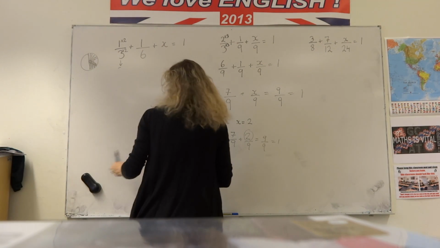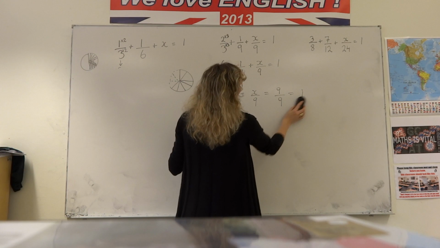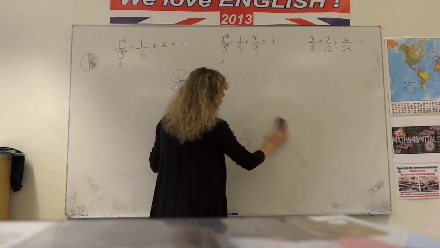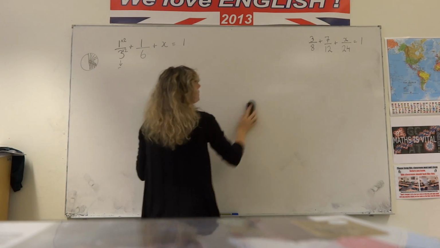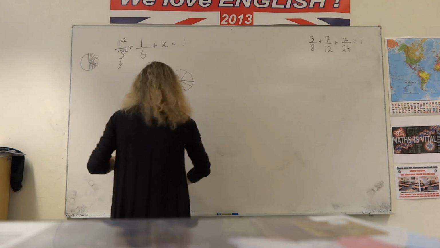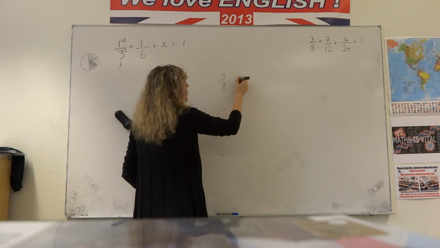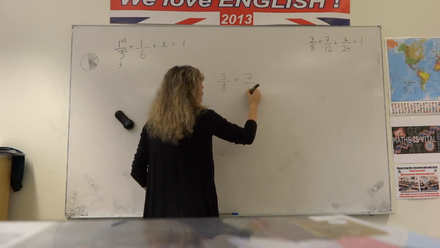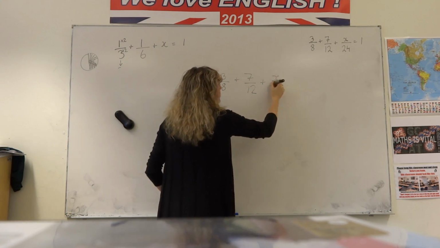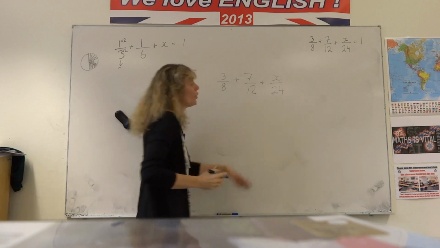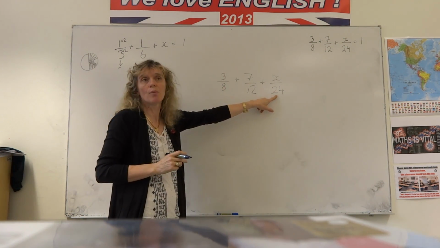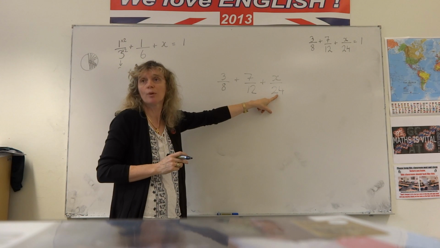Let's look at what we do then when we've suddenly got 24s. It's not any more complicated. It's exactly the same principle. We now have the fraction 3/8, which we are trying to add to 7/12, and x over 24. We need to change it to the largest denominator that's possible, or the lowest common multiple.